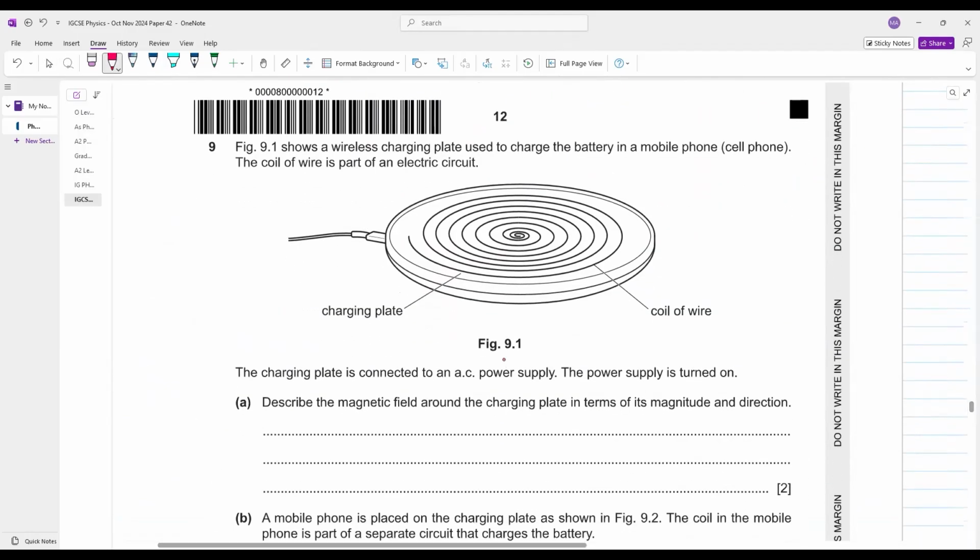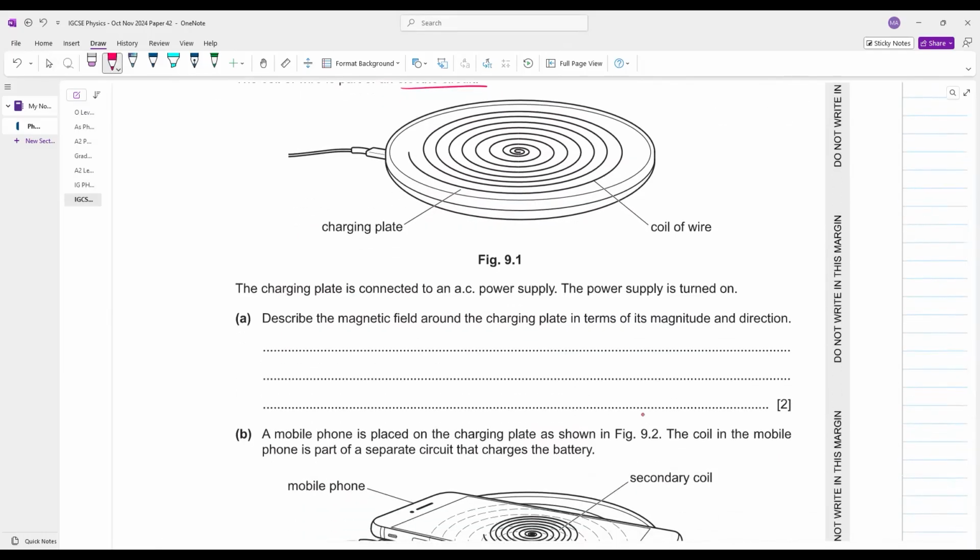Now let's see this. Figure 9.1 shows a wireless charging plate used to charge the battery in a mobile phone. The coil of the wire is part of an electrical circuit. The charging plate is connected to an AC power supply. The power supply is turned on.